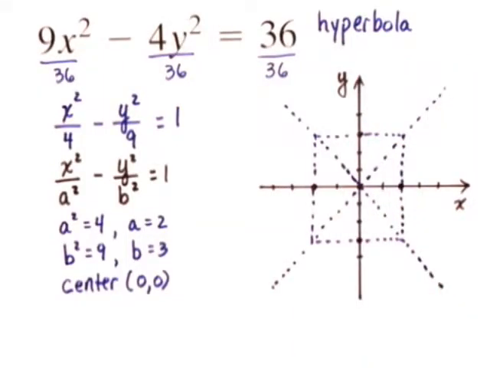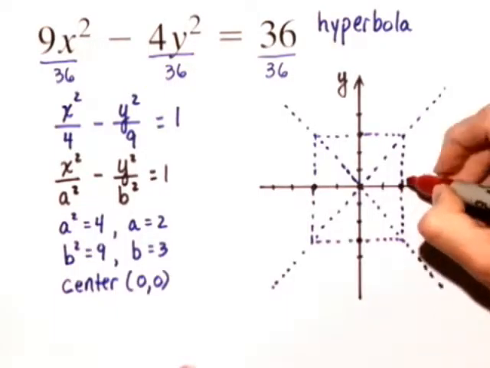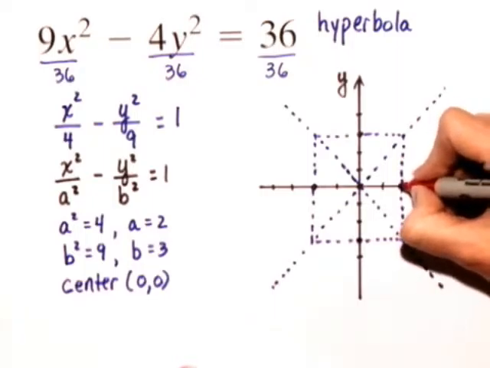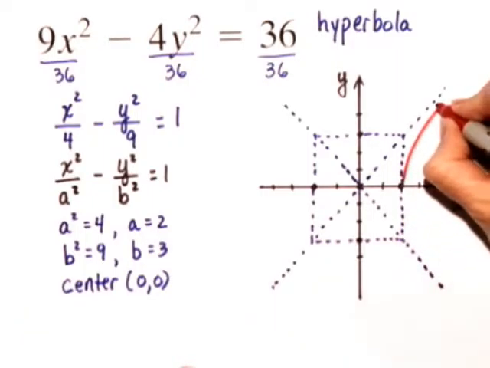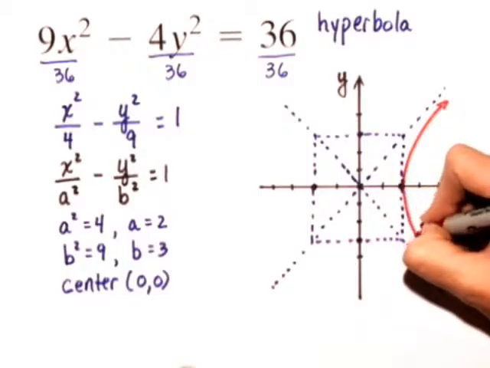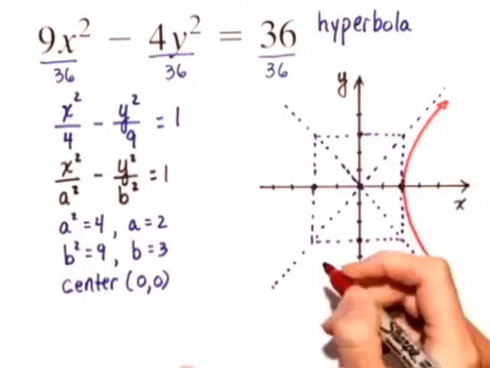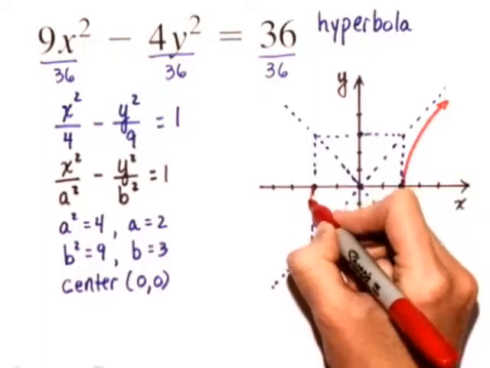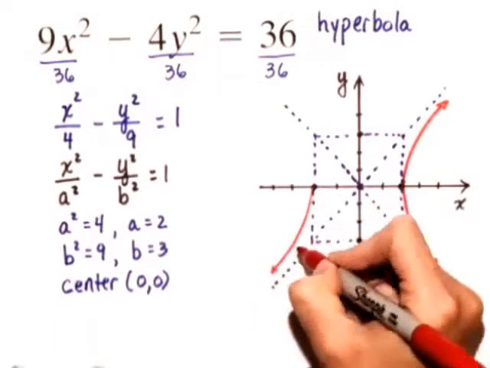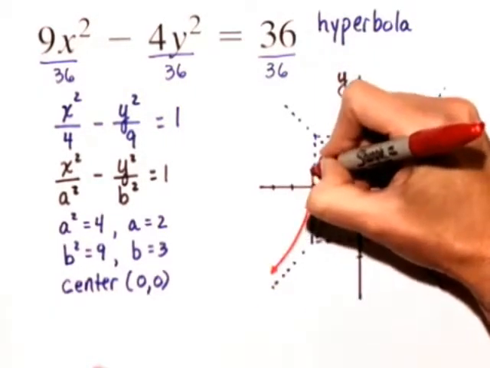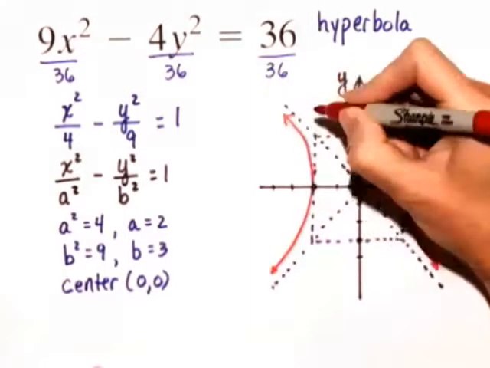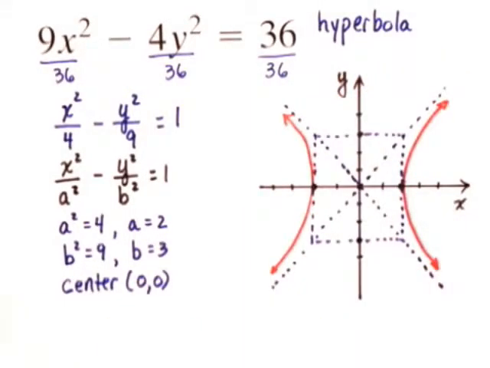Now we need a couple more pieces of information. We actually have enough to sketch the branches of the hyperbola right now, so I'm going to sketch those in red. From the vertex 2, 0, I'll draw the branches out going toward the asymptotes, and also from the other vertex, negative 2, 0, I'll draw the branches. So we're asked for a little bit more information.